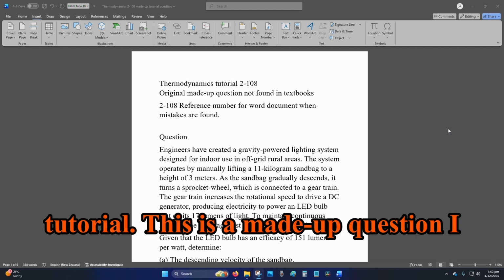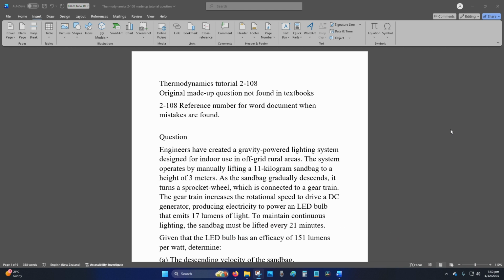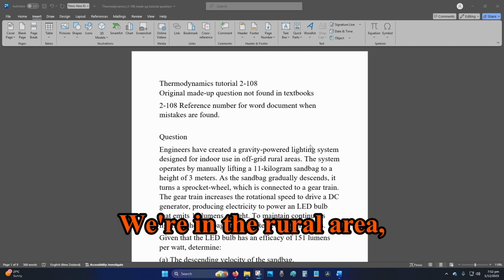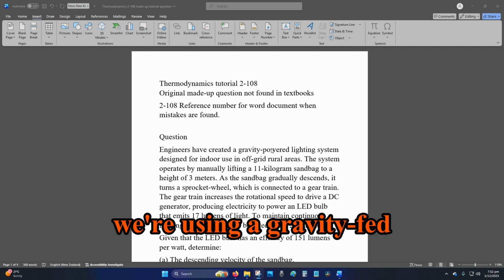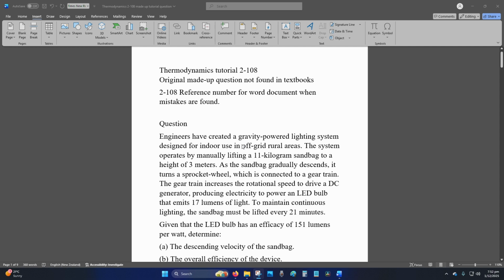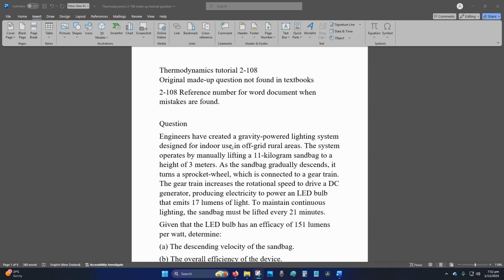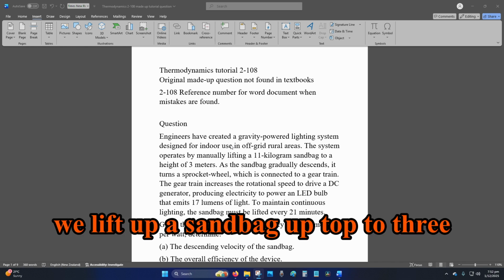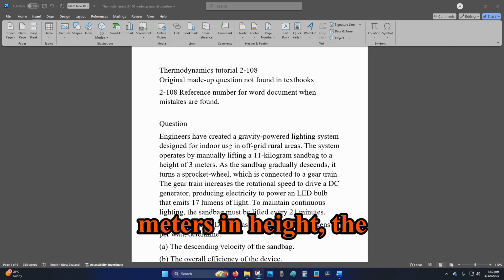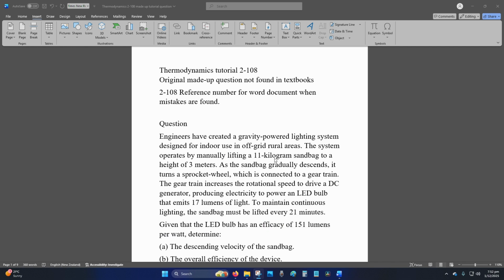This is a made-up question not found in your textbooks. We're in a rural area, using a gravity-fed mechanical to electrical conversion device. So we lift a sandbag up top to 3 meters in height. The sandbag weighs 11 kilograms.